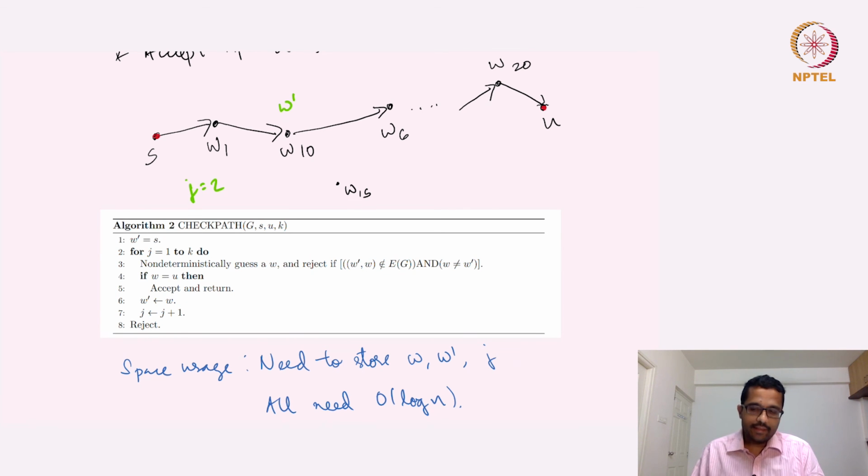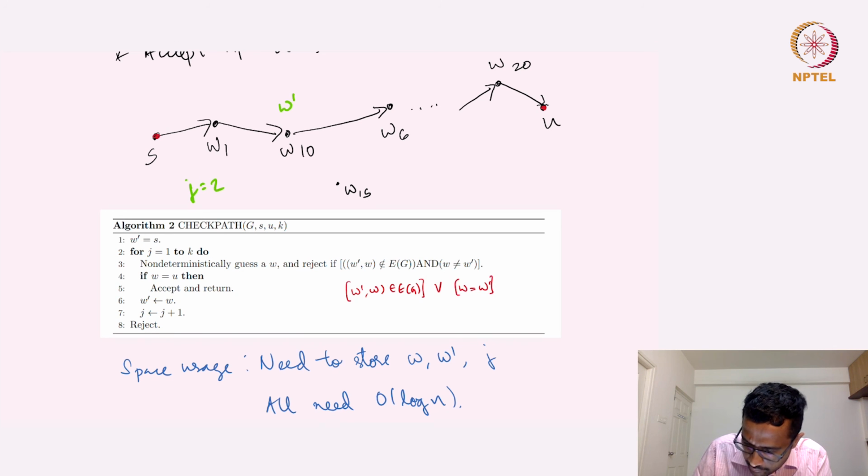So basically, this is the algorithm to check whether there is a path from S to U of length at most k. You guess W, and we reject if W prime and W do not form an edge and W prime is not equal to W. In other words, using De Morgan's laws, it is nothing but: W prime W is an edge, or W is W prime. The negation of this whole thing is what we have. So we are okay if either of these is the case. We reject if the opposite of this happens, the complement. And we accept if we reach W equal to U.